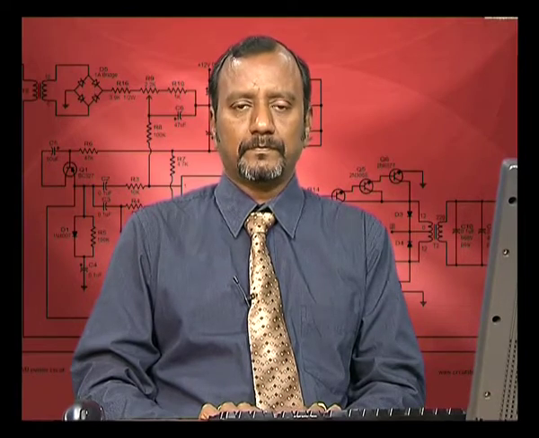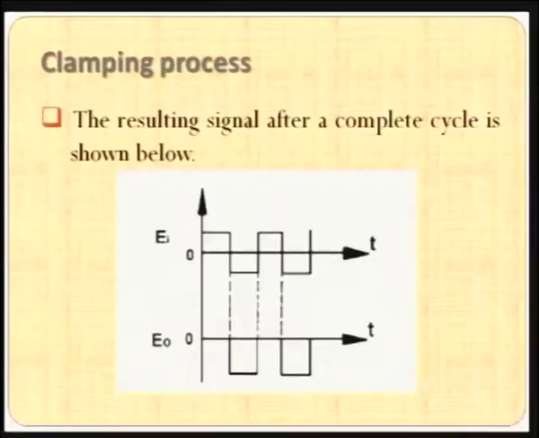So, what has happened here? The output voltage E naught is now the summation of the voltage of the input and the voltage that is dropped across the capacitor because of the charging that happened during the positive cycle. So, the output is now negative and it is a summation of the two potentials. So, it is shifted. Now, the reference is shifted downwards. So, what is the output of the clamped signal here? Let us have a look at the clamped signal.